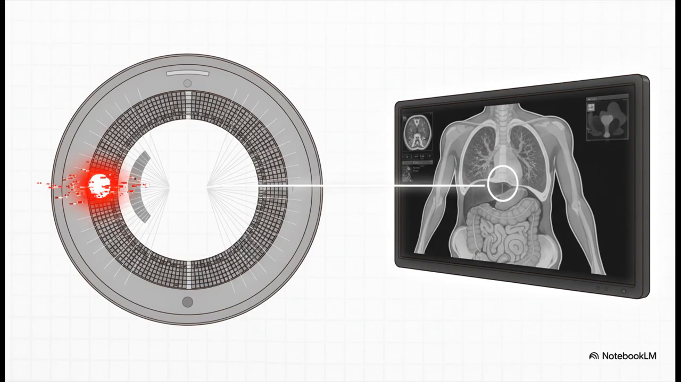Inside that big donut of the CT scanner, there's a ring with thousands of tiny detector elements. If just one of those detectors is faulty or even just slightly miscalibrated, it's going to give a consistently wrong reading. And as the scanner spins, that single wrong reading gets painted into the image over and over and over again, creating a perfect circle.